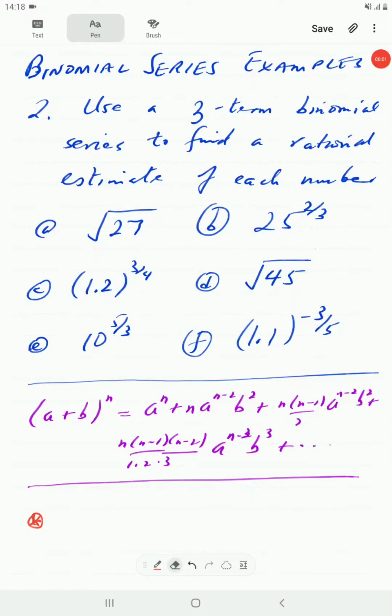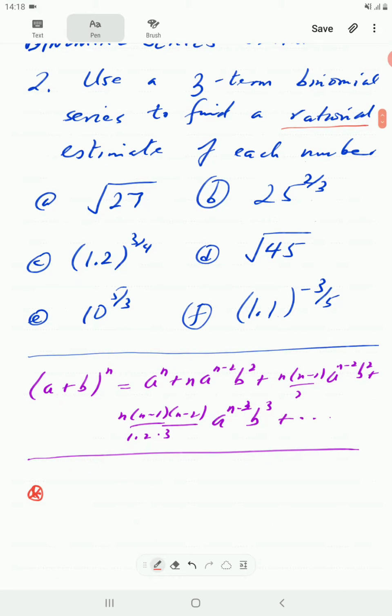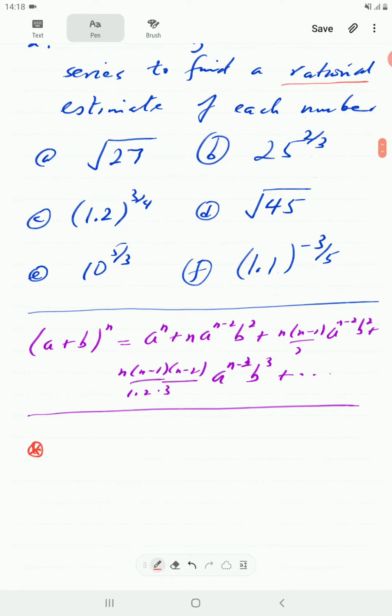Okay, in this video, we're going to see how to use the binomial series to find rational estimates of roots. Rational means we're going to leave our answer as a fraction. There are two things to note here.